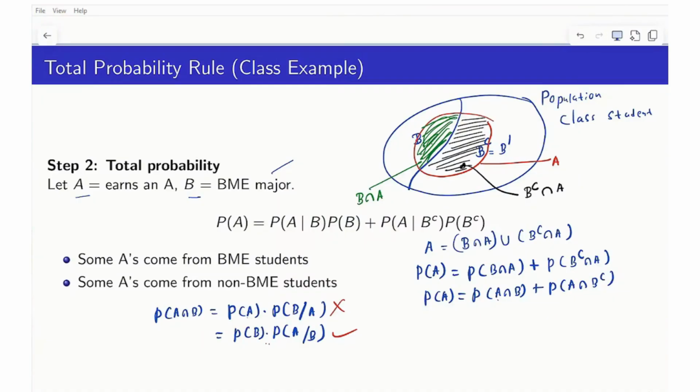Then we can express the probability of A as the probability of B times the probability of A given B, plus the probability of the complement of B times the probability of A given the complement of B. This is what we call the total probability rule. This formula is not Bayes' theorem yet, but it will become the denominator of Bayes' theorem later.